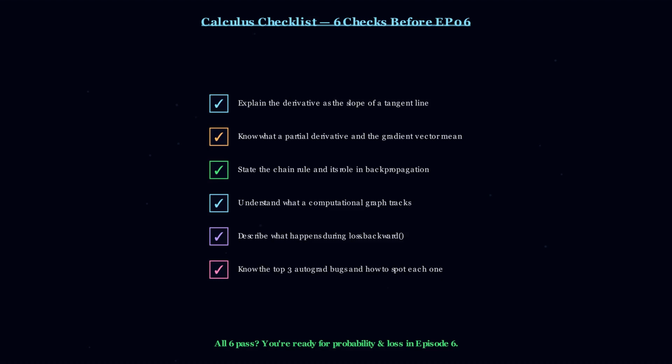Check 4. You understand what a computational graph is and how PyTorch builds it automatically. Check 5. You can describe what happens during loss.backward(), gradient flowing backward, multiplied node by node. Check 6. You know the top 3 Autograd bugs and how to spot each one. 6 checks. If all 6 pass, you're ready for probability and loss functions in episode 6. The math behind why cross-entropy is the right choice for classification.